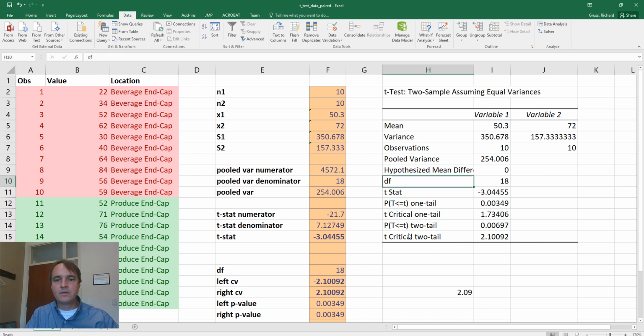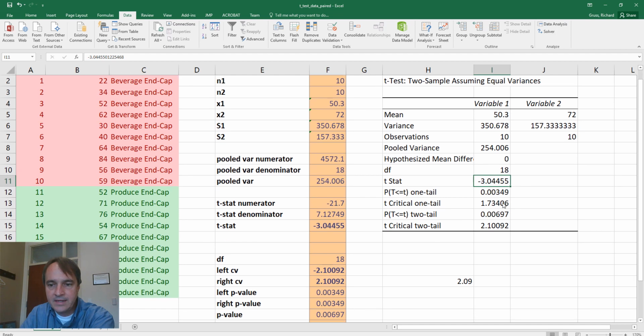Okay, so this gives us in one quick click everything that we did over here, and we'll see. The mean for the first sample was 50.3. For the second one, 72. Here they calculated the variance of each of the samples, as we did here. Observations, so this is N1 and N2. They calculated the pooled variance, which is what we did here, so we got the same value. And notice also they wrote down the number of degrees of freedom to be used in calculating the critical values and the p-values. So their t-statistic looks like it's exactly the same as ours.